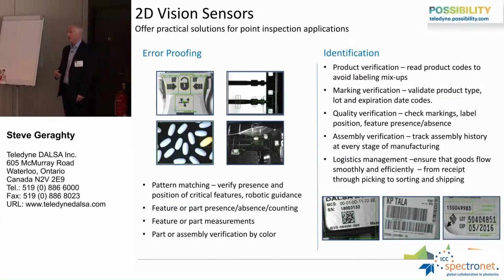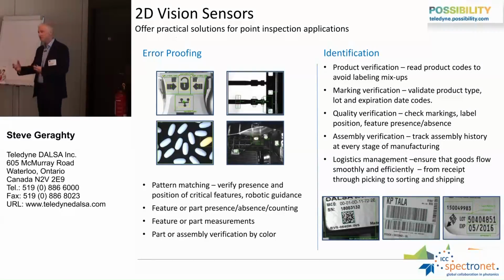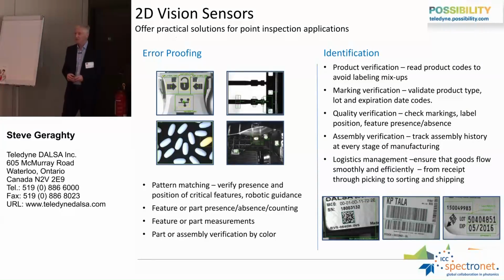What do they do? Well, I categorize these into two groups. First is error proofing. Error proofing, you're doing basic checks on parts or assemblies. You're checking the presence or absence of things. You're looking at features. You may be checking the color to make sure the color matches. They are general assembly verification checks.